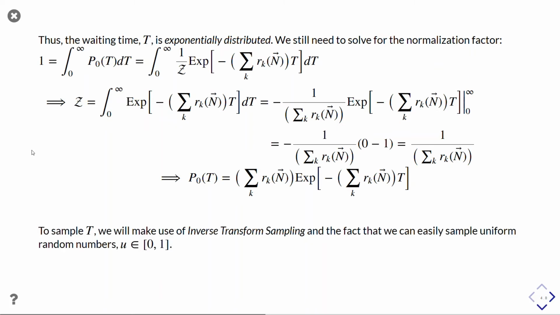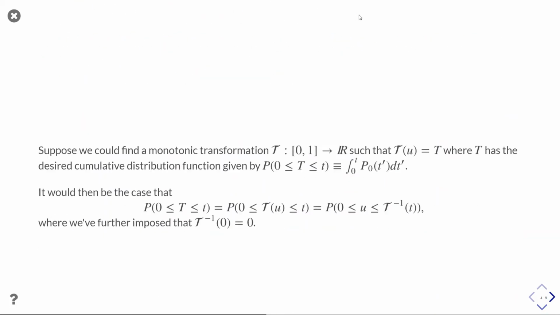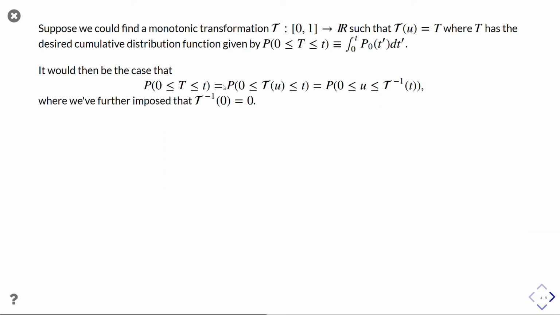To sample the waiting times, t, we will make use of what's called inverse transform sampling, and the fact that we can easily sample uniform random numbers on the unit interval. In what follows, I will discuss inverse transform sampling in some detail. Suppose we could find a monotonic transformation, denoted by this curly t, that maps values from the unit interval to the real numbers. Additionally, we'll want this transform to be such that evaluating it on a uniformly distributed random number u on the unit interval equals a value t, where t has the desired cumulative distribution function.